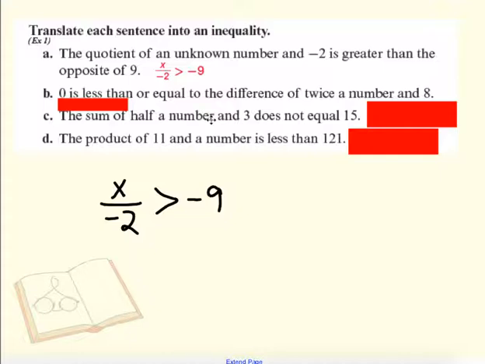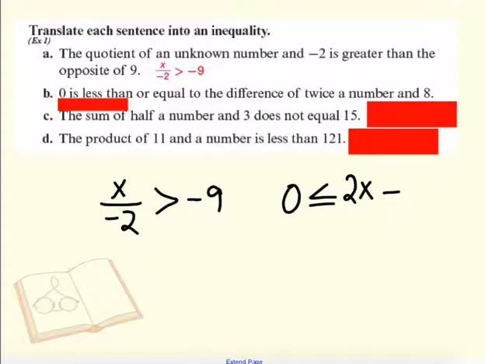All right, B. 0 is less than or equal to the difference of twice a number and 8. So let's start, and we should see 0 as less than or equal to. That's pretty straightforward. The difference, so there's a subtraction relationship here, of twice a number. Well, twice a number, that's talking about multiplication of 2 and a variable.